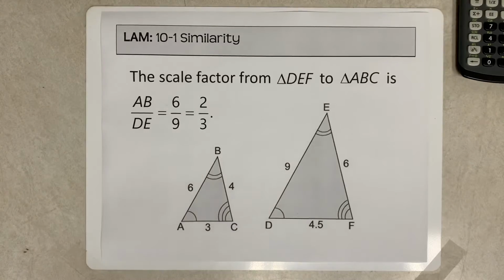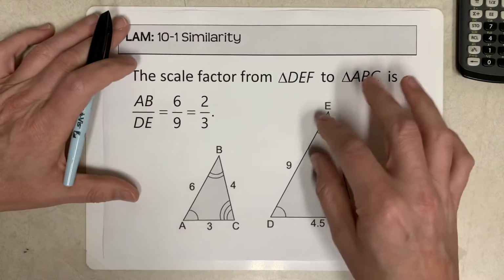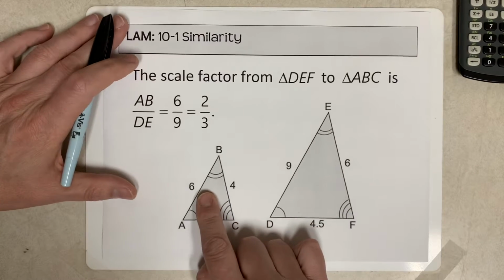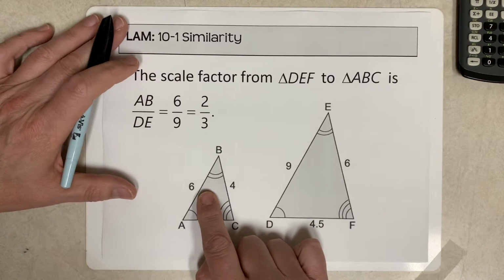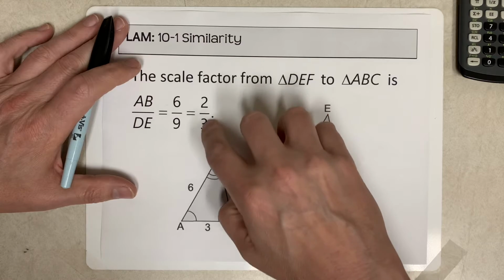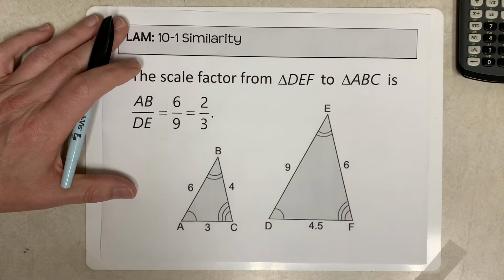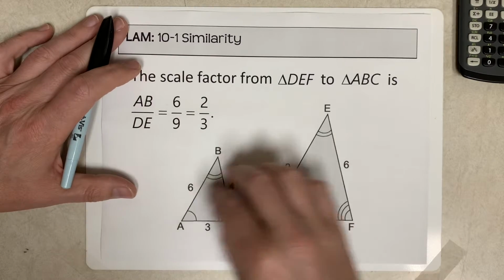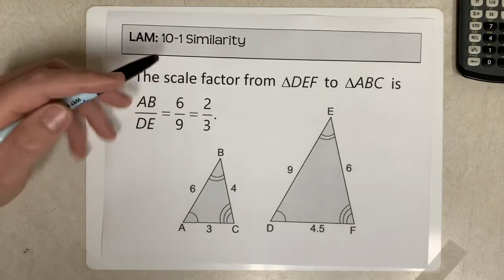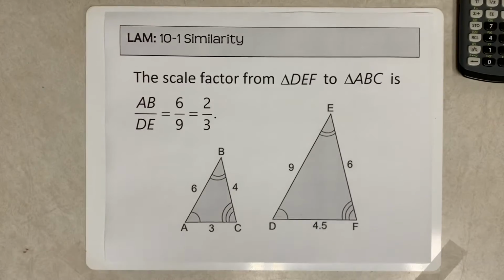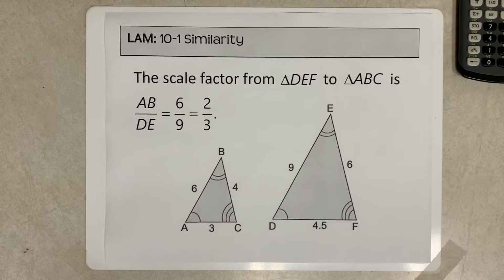Now you can go the other way too. The scale factor from DEF to ABC, we now have to make a big triangle smaller. And so we find out that we would just basically take the scale factor and flip it and make it its reciprocal. So 2/3 would be the number that will take you from the big one to the small one. And so you have to choose that number wisely when you're talking about the scale factor from a triangle to another one to make it bigger or smaller.